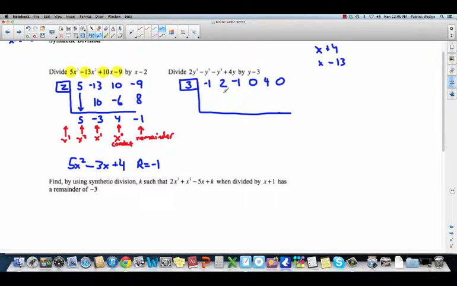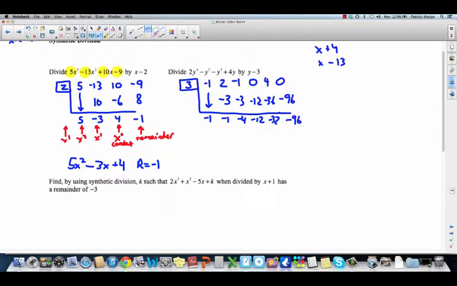I love synthetic division. I could do this all day. It's so fun. Drag the first number down, -1, and start multiplying and adding. 3 times -1 is -3, and we add, we get -1. 3 times -1 is -3, and we add, and we get -4. 3 times -4 is -12, and we add, 0 plus -12 is still -12. 3 times -12 is -36, and we add, we get -32. 3 times -32 is -96, and we add, we get -96.